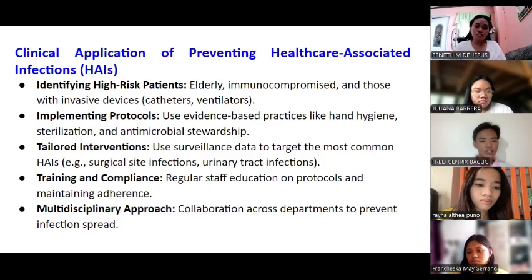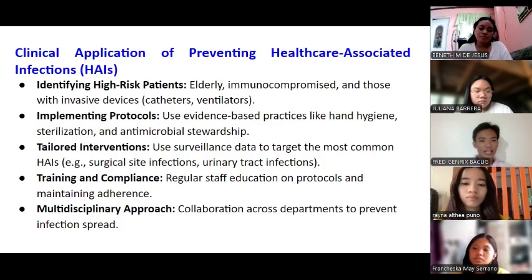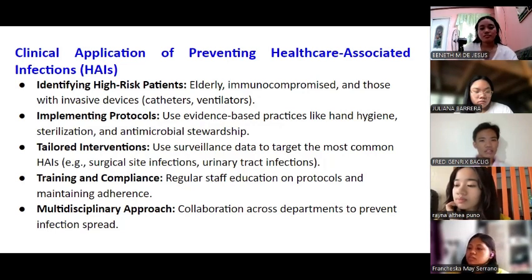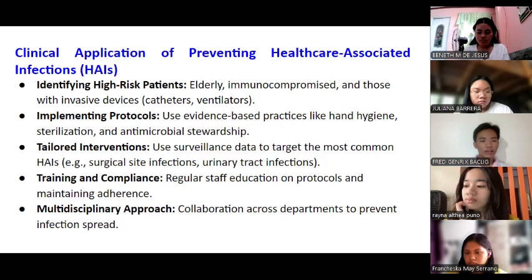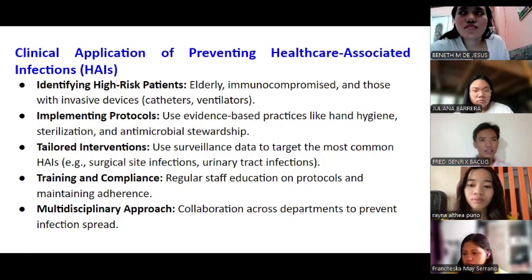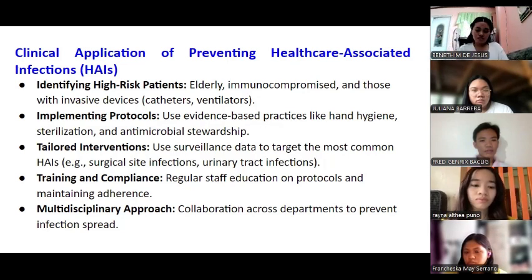Implementing protocols such as the use of evidence-based practices like hand hygiene, sterilization, and antimicrobial stewardship. Preventing HAIs requires the strict implementation of these evidence-based practices that reduce the spread of infection. By following this simple and standard procedure of infection control, we can significantly reduce the number of infections in the healthcare setting.